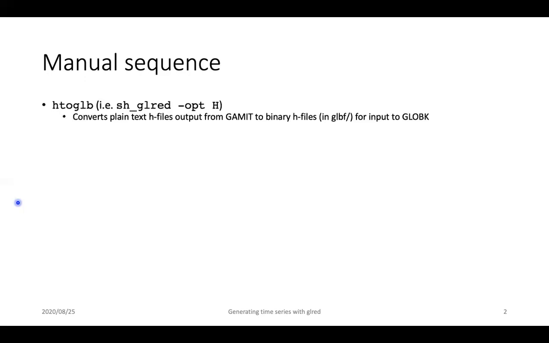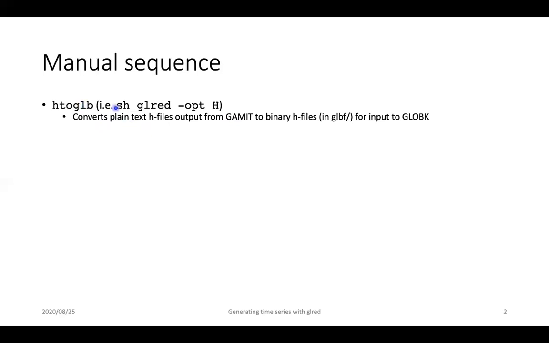Sometimes, or often, we prefer to actually execute the commands for GLOBK in a manual sequence. This gives us a little bit more control and confidence over exactly what's going on. sh_gamit runs a pretty standard set of sequences, whereas GLOBK, as we've mentioned in previous lectures on day one, involves a little bit more decision making depending on what output you want for your geophysical or other type of processing. But in general, the way that this would work is we run htoglb, which is equivalent to having the -opt H option in sh_glred. And again, that converts these plain text H-files coming out from GAMIT to binary H-files that are expected for input to GLOBK.